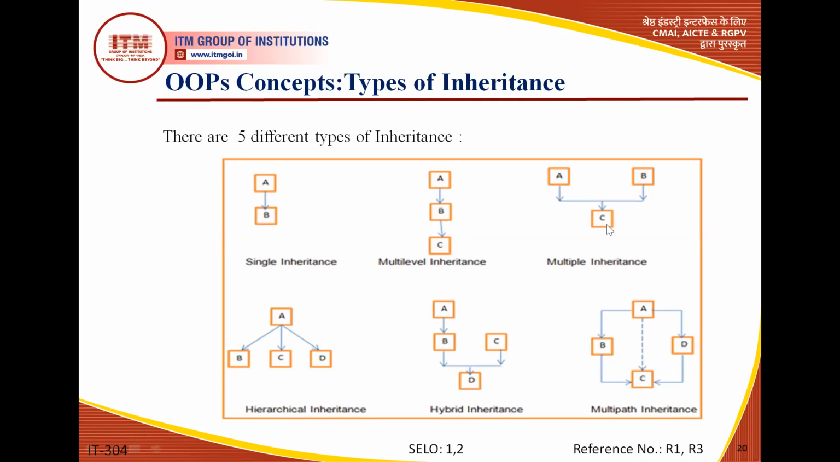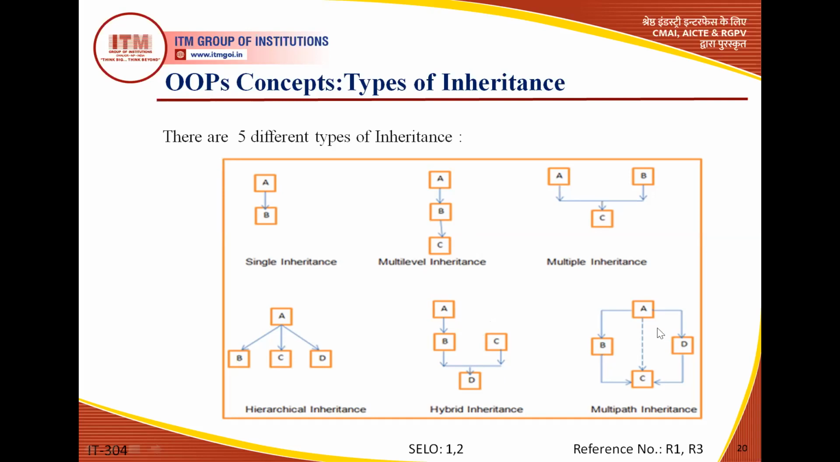Multiple inheritance means one class is acquiring the properties of two or more classes. Hierarchical inheritance means two or more classes are acquiring the properties of one single class. Hybrid means that sometimes single inheritance is present, some multiple inheritance may be present, or sometimes multi-level inheritances are present. So you can say it can possess the qualities of all types of inheritances.